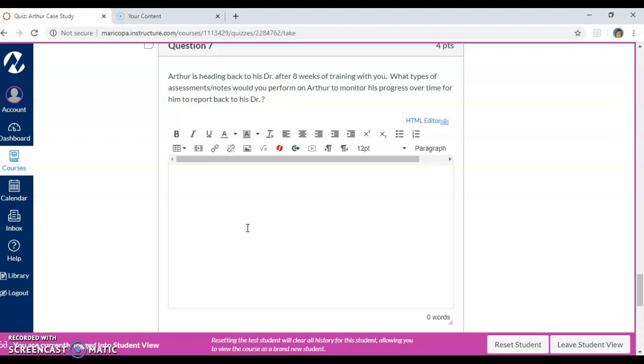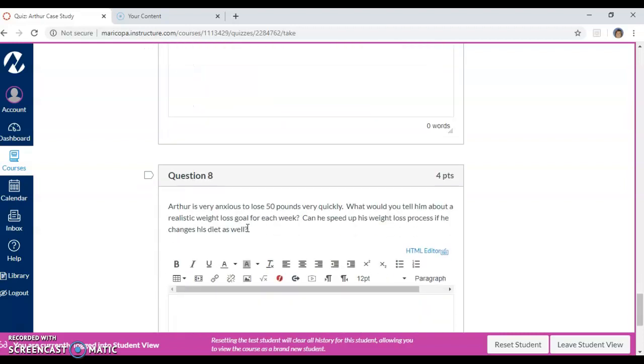You could also report back food or dietary changes. So all of those things are things that you should be thinking about with your clients, that you would note, or information that you would want to keep in your client's file.